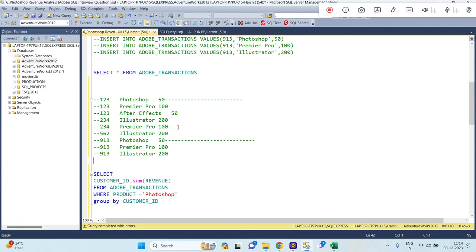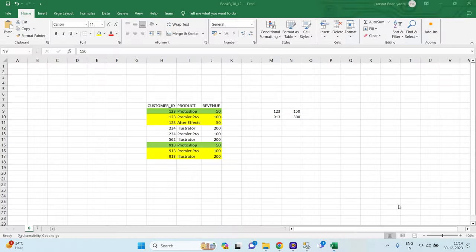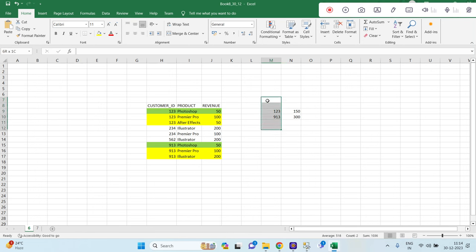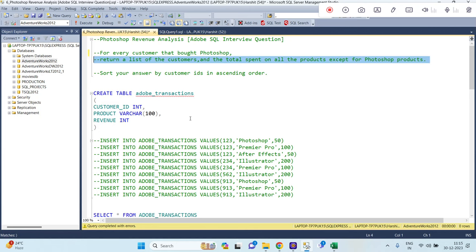Actually, only one person who has written this result set is the correct person who has understood the question very clearly. Apart from that, I think you haven't understood the question clearly. That is the problem. Now these two lines are the question: for every customer that bought Photoshop, return a list of the customers and total spent on all the products except for Photoshop products.